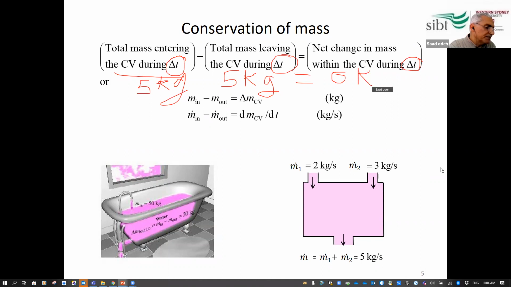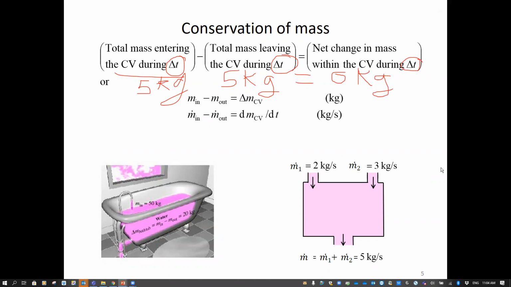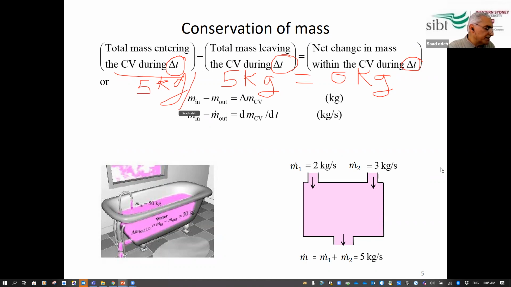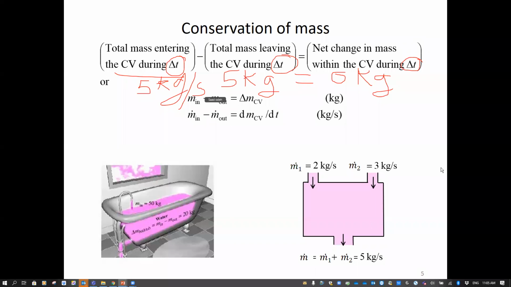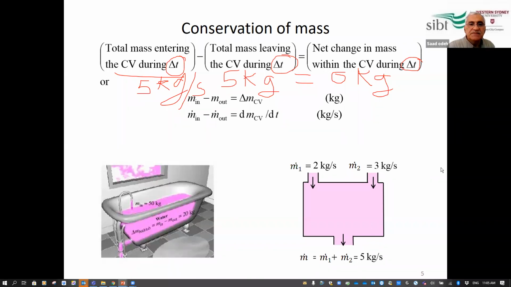So we call this conservation of mass. It's really quite simple. So delta T is the difference of temperature? No, delta T is a period of time. I'm saying here, let's say 5 kilograms per second. This is delta T in seconds. So in each second, I have 5 kilograms entering the system, and I have the same time.